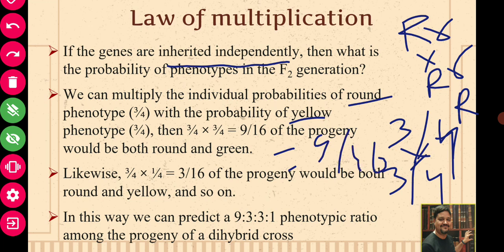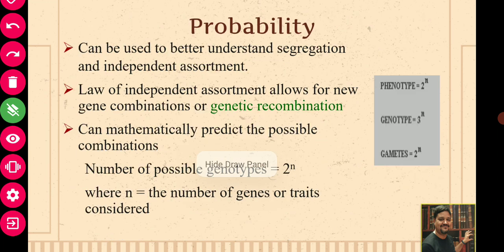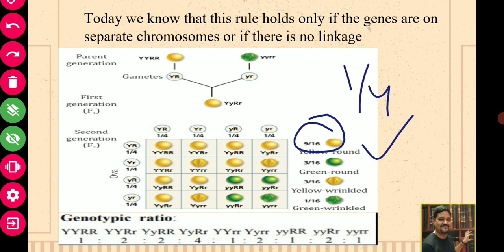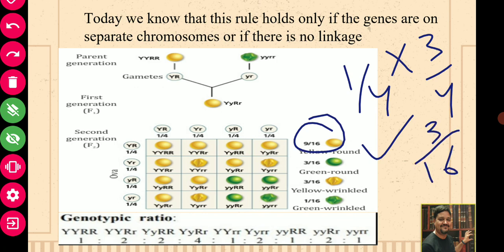In the previous slide, if we go back, you can see it is 9/16 only. So 9/16 yellow round. Similarly, you can predict for green round. What will be the probability of green independently? It will be 1/4. And what will be the probability of round? Again it is 3/4. So what will be the total probability? 3/16. Here you can check, it is 3/16.